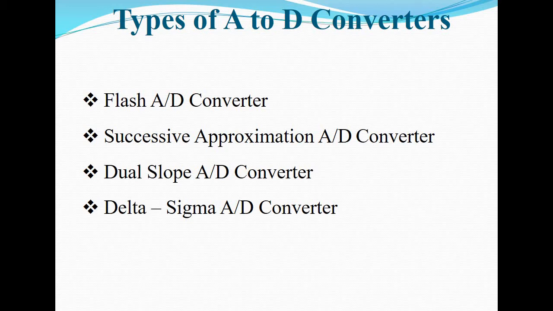We have already studied various types of ADC. The flash AD converter we have already seen. Today we are going to see the successive approximation ADC converter. The next type is the dual slope ADC converter, and last is the delta sigma AD converter. So these are the four types of analog to digital converter.